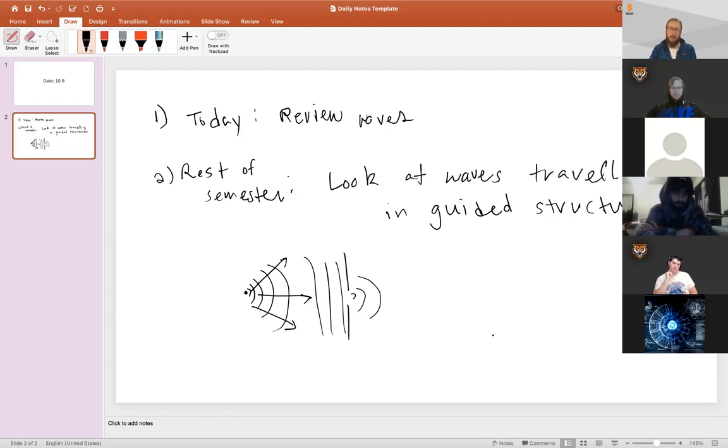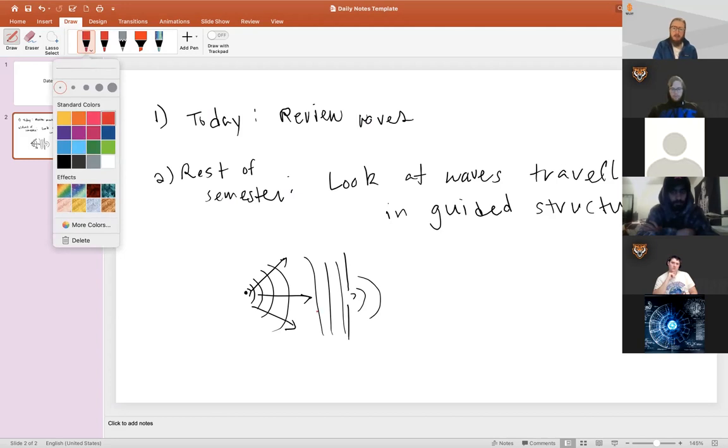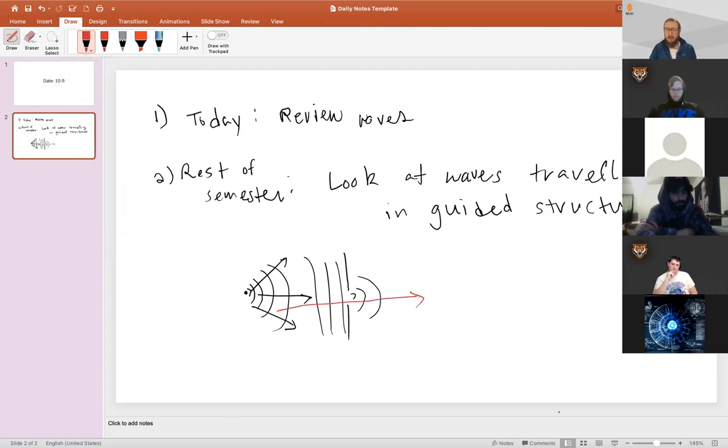There's a number of different ones, but they kind of take this energy, and instead of it propagating spherically, they're clever structures that make the wave propagate in just the one direction only. So probably you can see there's a lot of advantages to being able to do that.